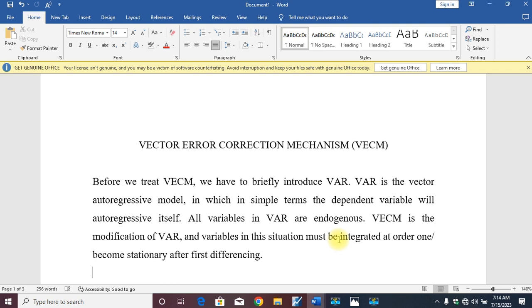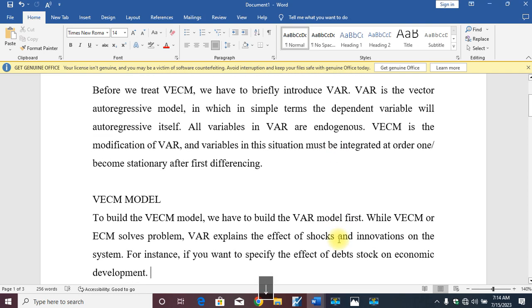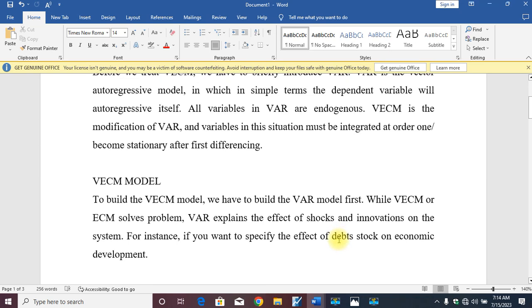So this morning, I'm going to teach you how to build a VECM model, which is a modification of the VAR model. Basically, to build the VECM model, we have to build the VAR model first. Why does the VECM or the ECM solve a problem? The VAR explains the effect of shocks and innovations on the system.